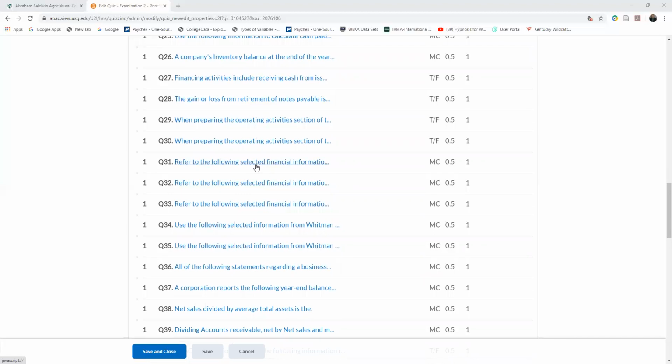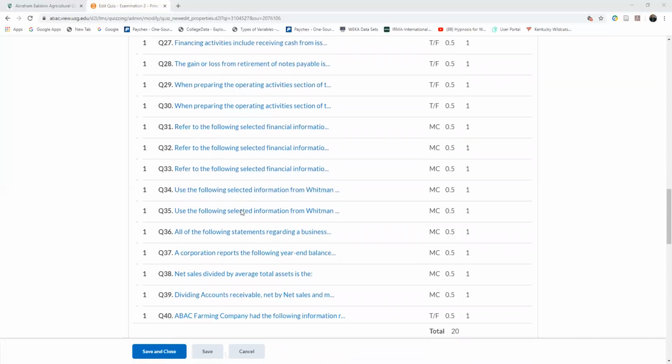refer to the following selected financial information. It's going to talk about those kinds of activities. Same thing there. And then this is probably, let me back up here. Let me just take a quick look at this one because I think probably that is, compute the asset test ratio. Yeah, there you go. Okay.